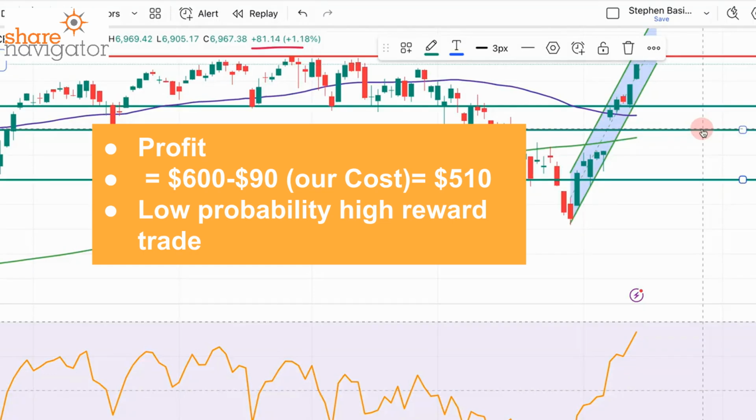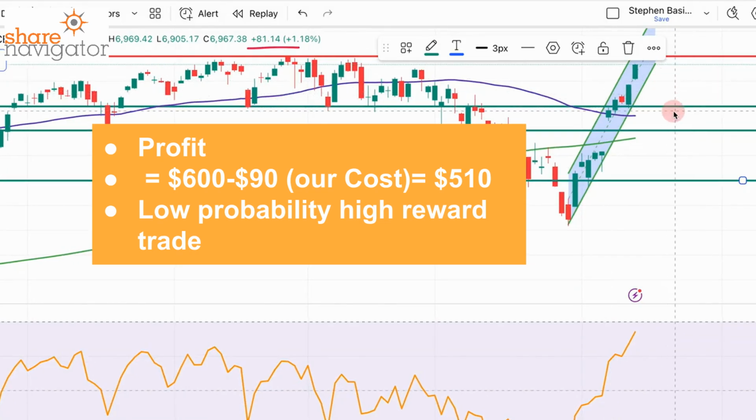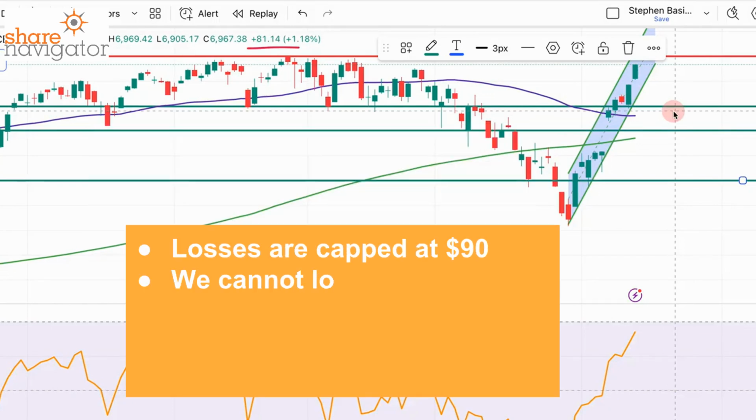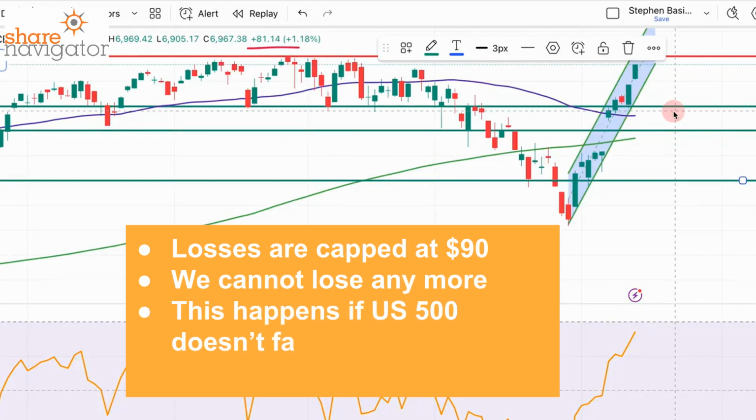And that's the reason why it's low probability, because the market must start moving down here for us to profit from it. And then also, if it starts doing that, we win big. So it's a low probability, high reward trade. And the best thing about this strategy is we're not risking a lot of money on it. I'm capping my losses at $90. I can't lose any more than that. But potentially, I could make $510. That's the whole idea of this particular trade.